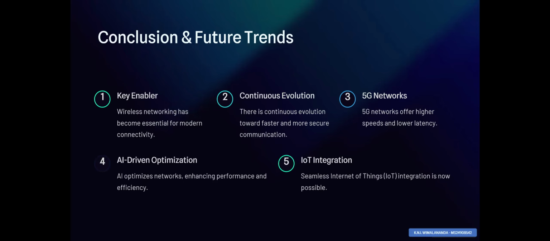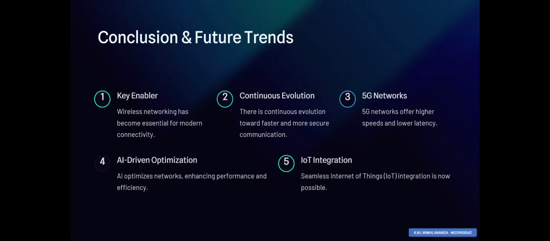Looking forward, several trends are shaping the future of wireless communication. 5G is already here, dramatically increasing speed and capacity while reducing latency, and AI and machine learning are optimizing network performance and security. Also, the Internet of Things is connecting billions of devices, creating new possibilities and challenges. Enhanced security protocols are evolving to counter sophisticated threats.